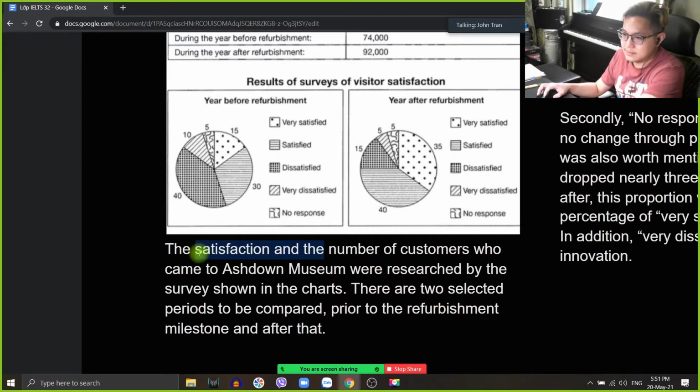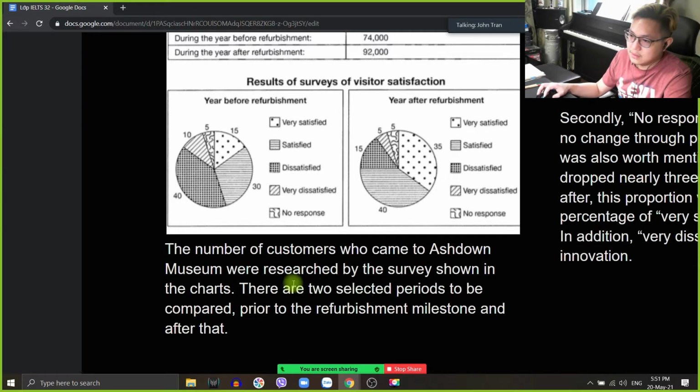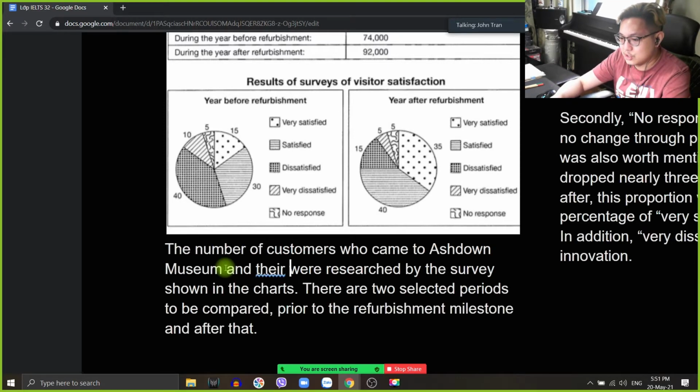I think it's better if you write like this. The number of customers who came to Ashdown Museum and their satisfaction.